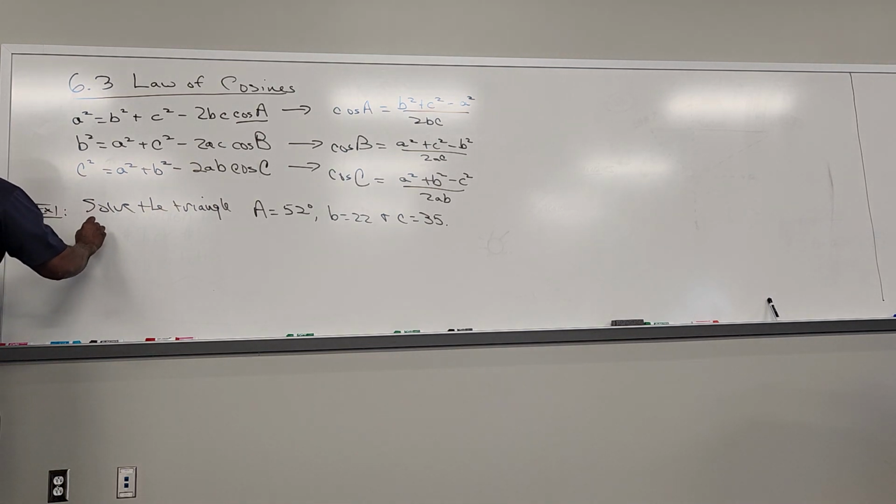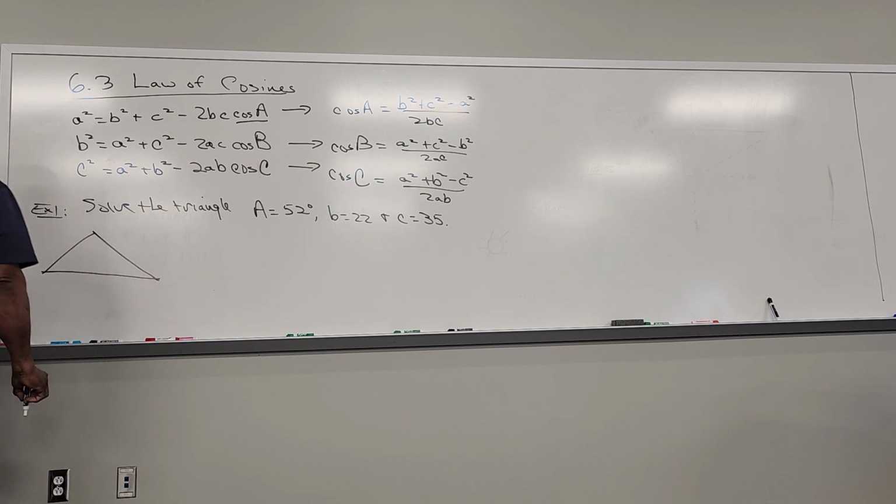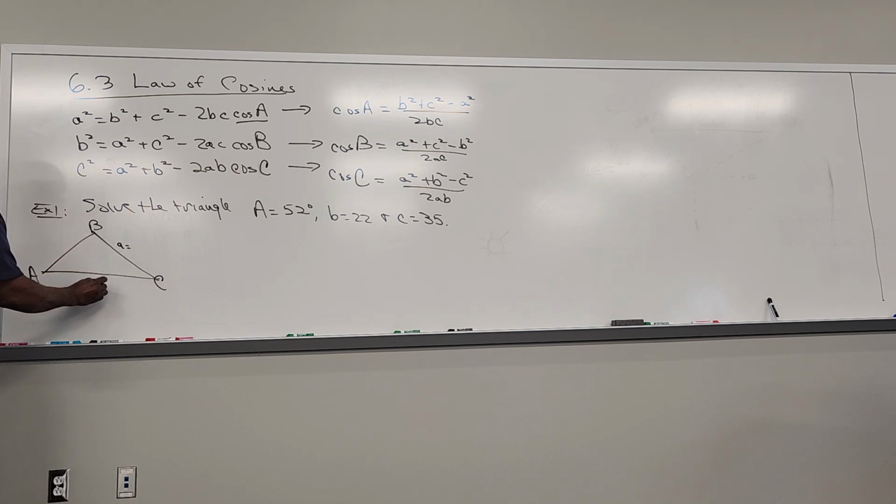So let's draw a triangle. These are oblique triangles, not right triangles, hence why we're using the law of sines and law of cosines. Label it angle A, angle B, angle C. If that's angle A, side A will be opposite. If this is angle B, side B will be opposite that. If this is angle C, side C will be opposite that. We'll write down what we know: angle A is 52 degrees, side B is 22, and side C is 35.